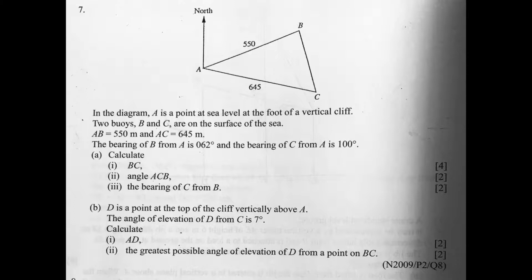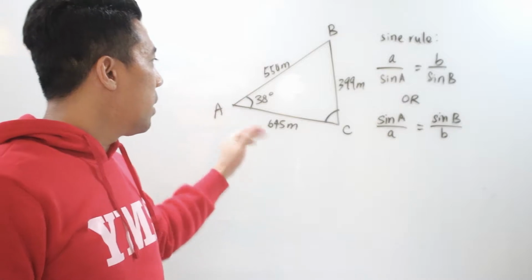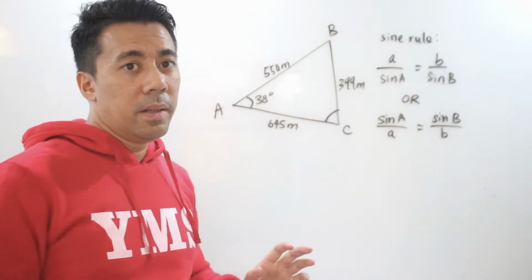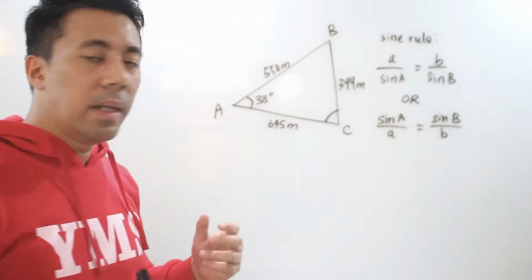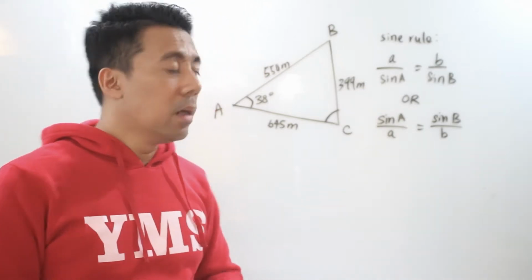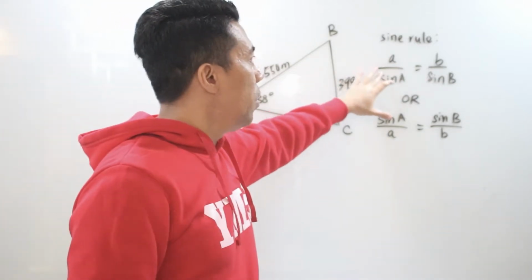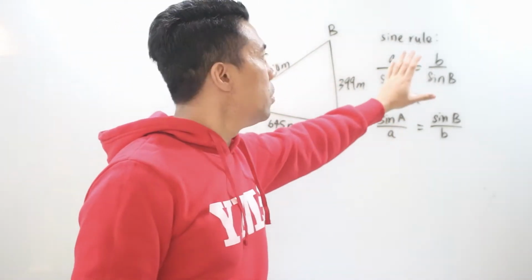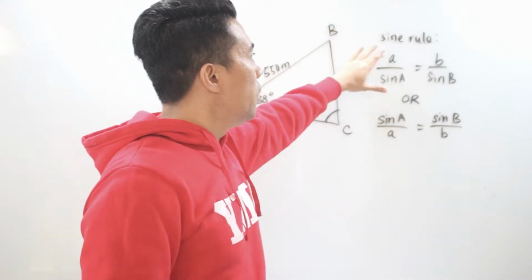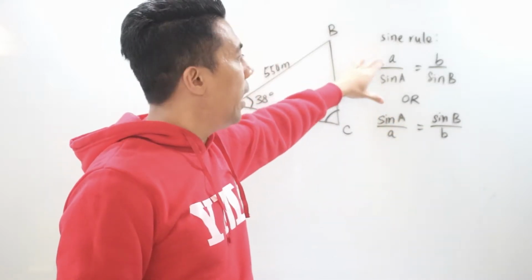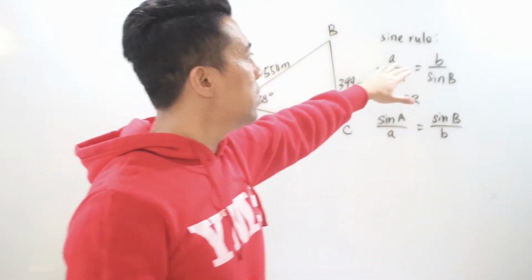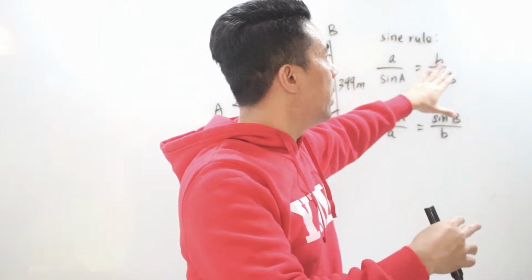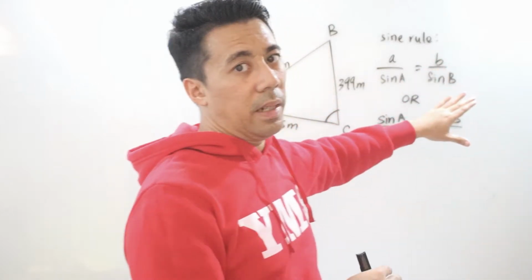Calculate part 2, angle ACB. To calculate angle ACB, we will use the sine rule. The sine rule is also given in the formula list. It's written as a over sine A equals b over sine B, meaning one of the sides over the sine of its opposite angle is the same as another side divided by the sine of its opposite angle.